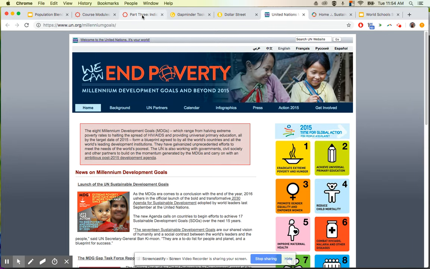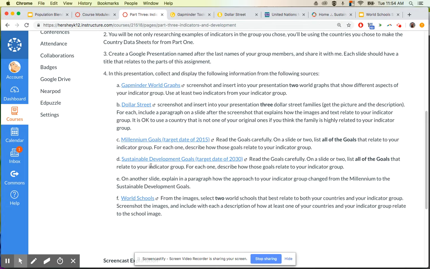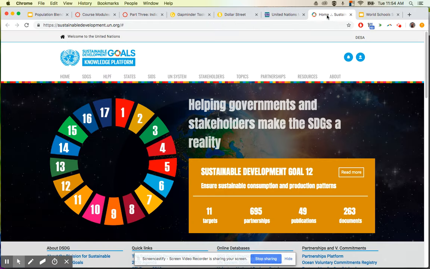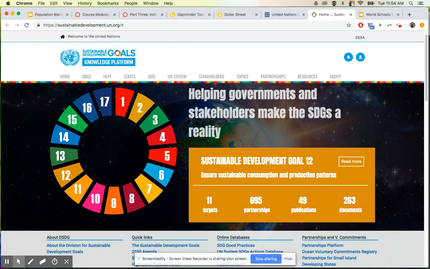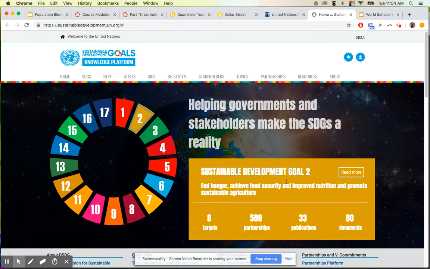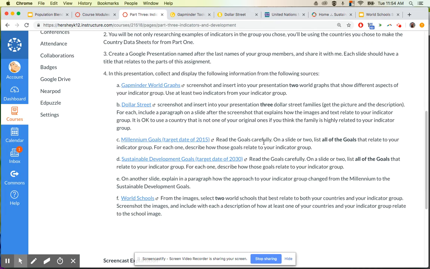In D, again, read the goals carefully. On a slide or two, list all the goals, describe how they relate to your indicator group. This is the home page for the Sustainable Development Goals. And these goals, you can see, you can click on particular items here, and they will explain the goals themselves. Okay, so you're doing the same thing. So there is a change between these two. Some are new, some are the same.